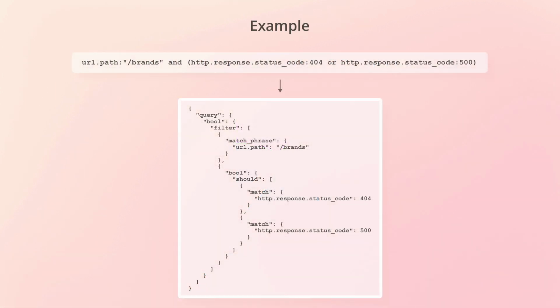KQL is a query language in which you can write short and concise search queries to filter documents. Those search queries are then automatically translated into Elasticsearch queries. The purpose of KQL is to support a much more concise syntax than Elasticsearch's query DSL, which is quite verbose.